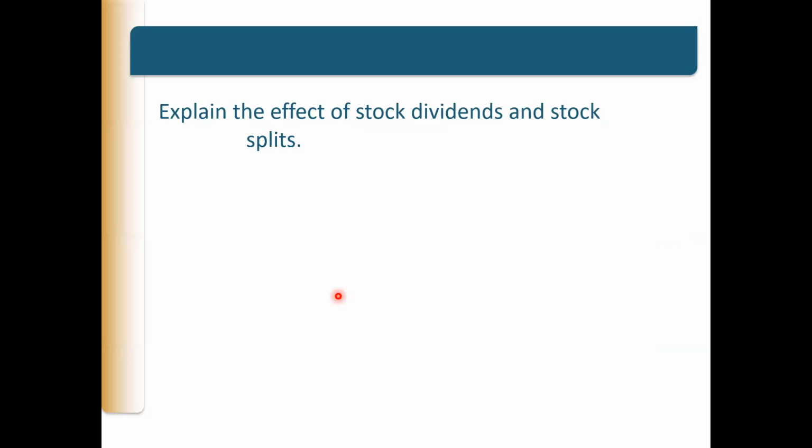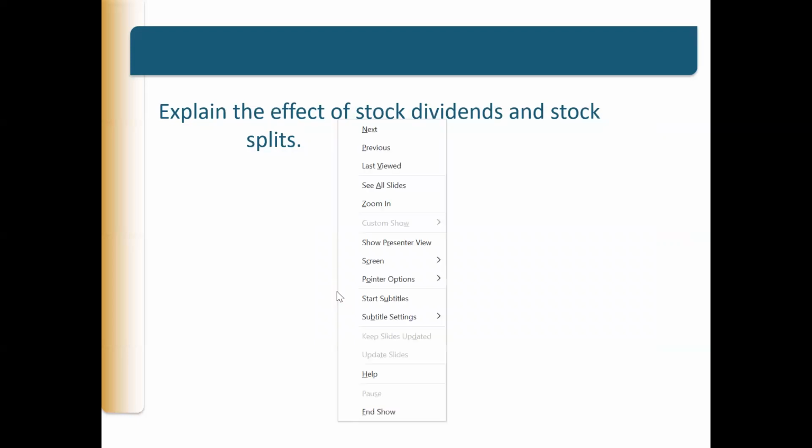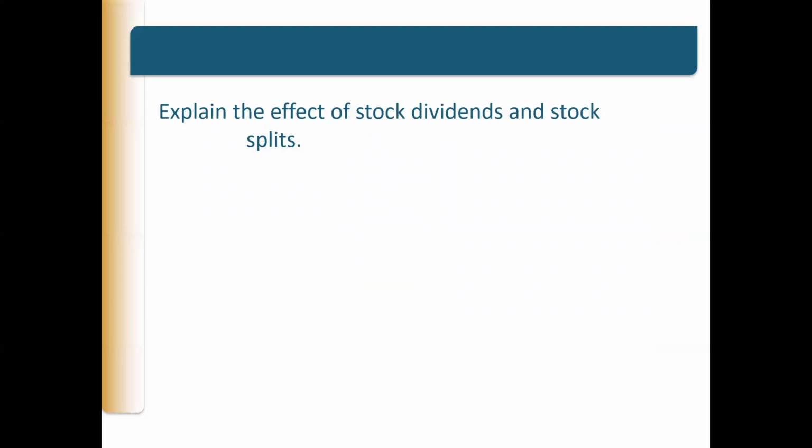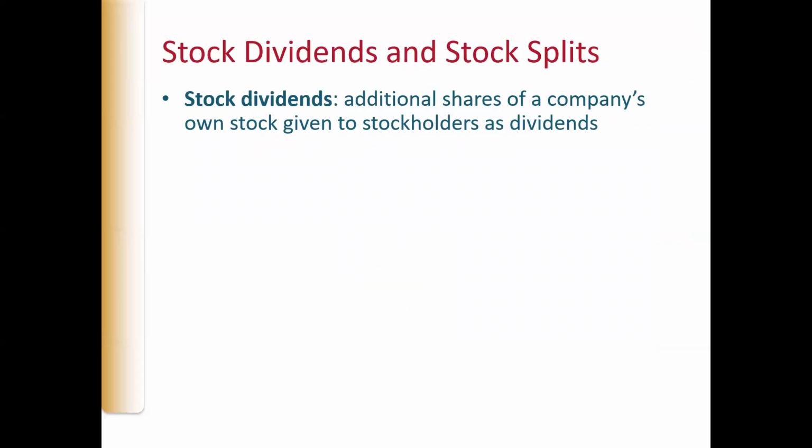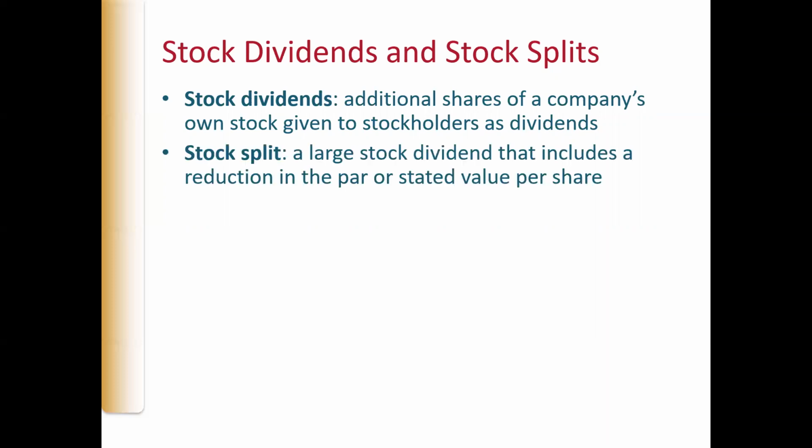So now we're going to talk about the difference between dividends, stock dividends, and stock splits. A stock dividend is when a company gives additional shares of its own stock as dividends, whereas a stock split is a large stock dividend that includes a reduction in the par or stated value per share.